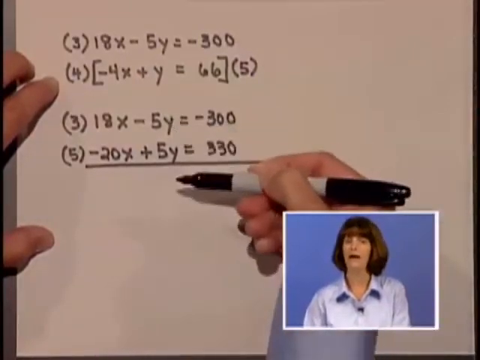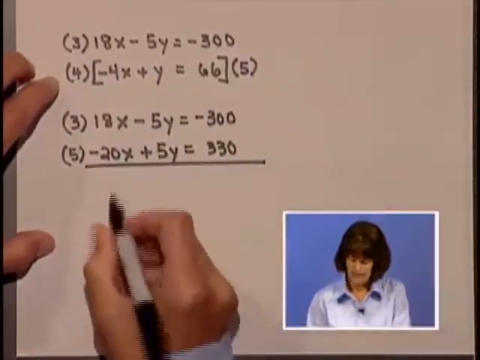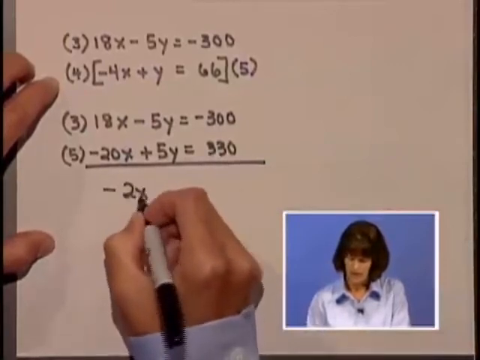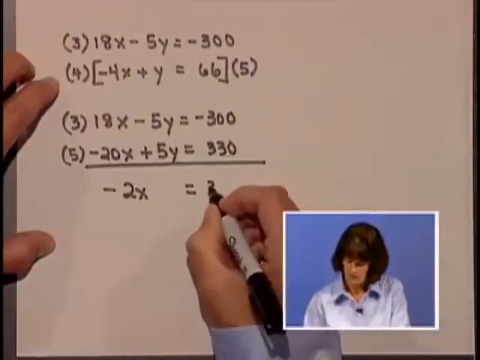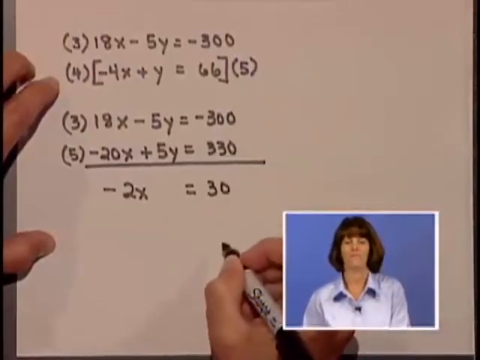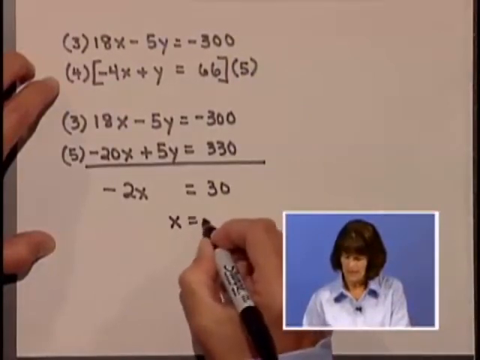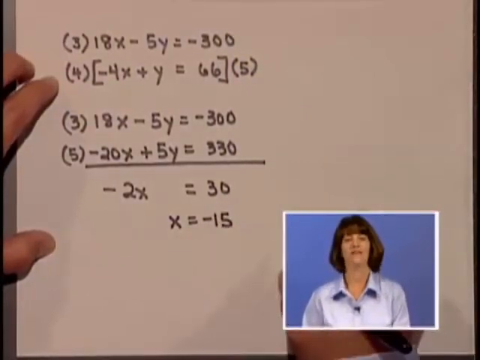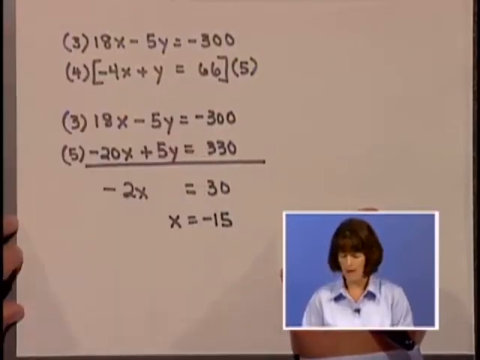The -5y, positive 5y cancel. With the x's, 18 and a -20 is a -2x. On the right, -300 and 330 is 30. Dividing both sides by -2 yields x equal -15. We're almost there. Now let's go solve for y.